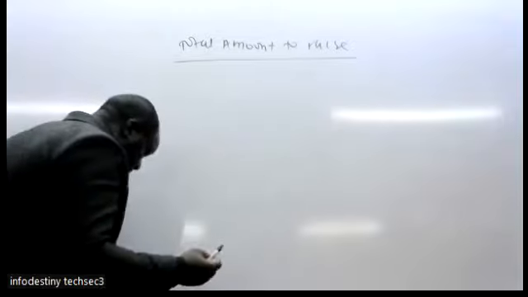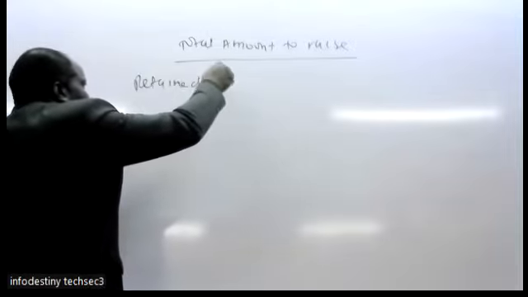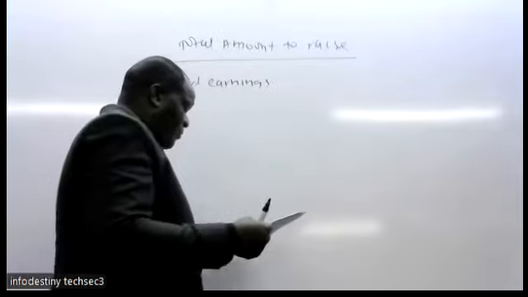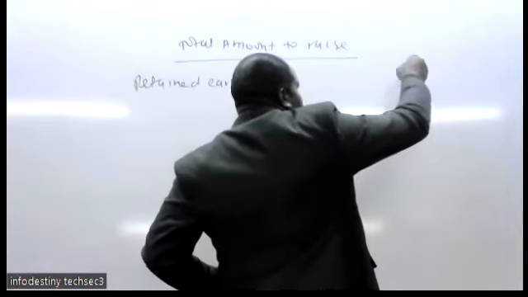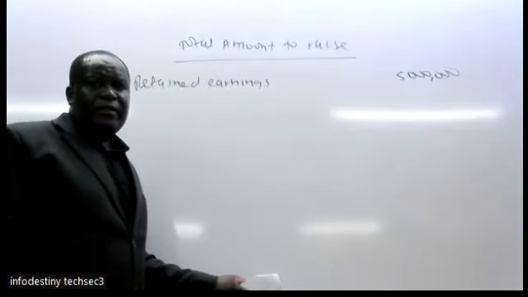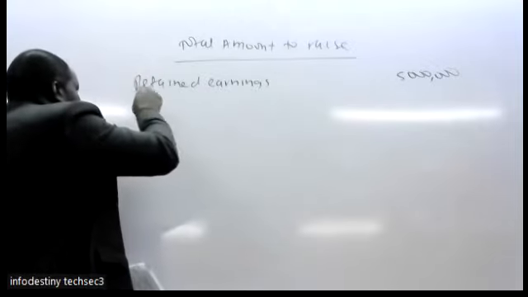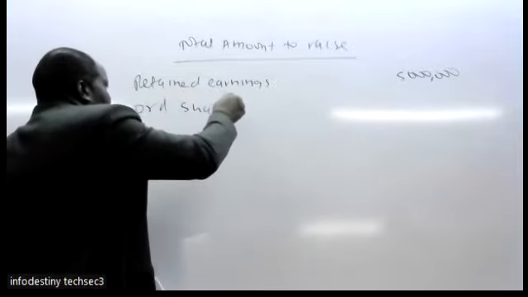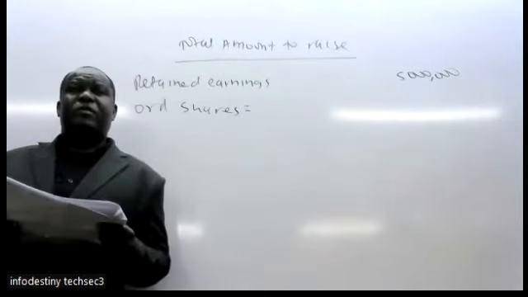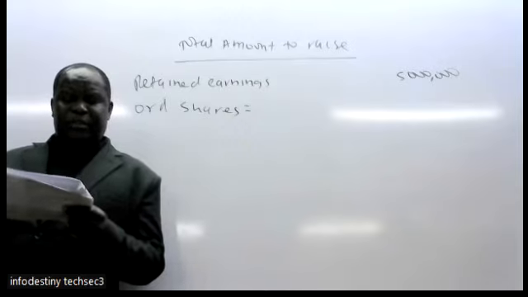So retained earnings is given. That amount is meant to be 5 million. The next one should be the ordinary shares. So for the ordinary shares, you've got the note number 1. In note 1, they have said that the firm's existing capital structure is considered to be optimal.